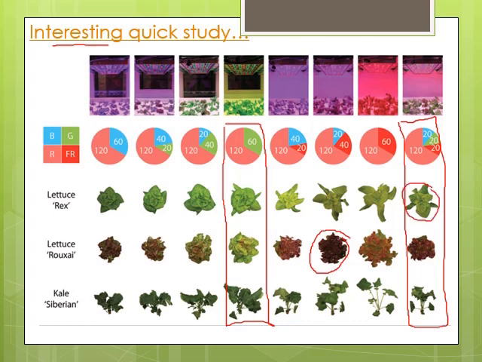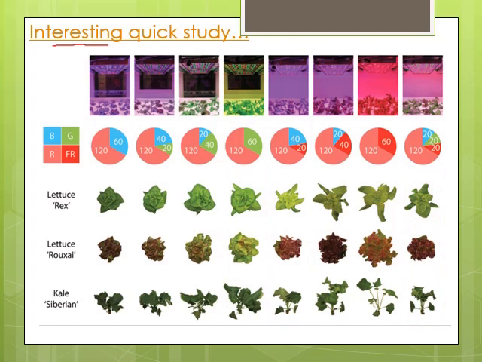Now, it's just one little study. I don't know how stringent it was, but I thought it would be interesting for you guys to have a look at it. You may want to look up the magazine article.